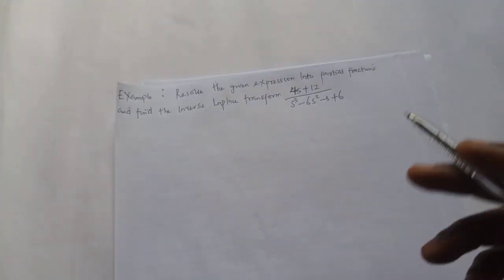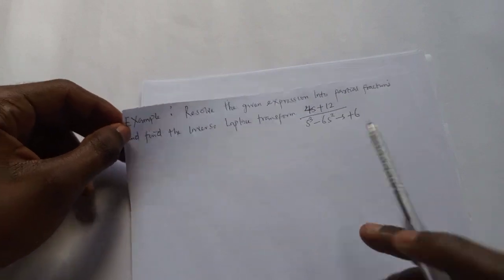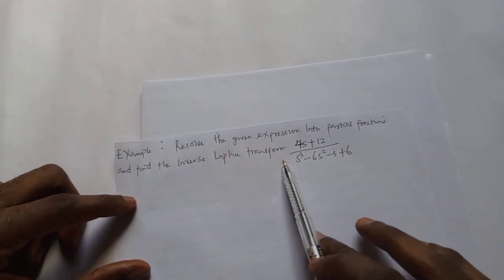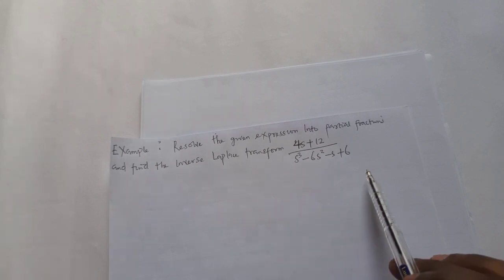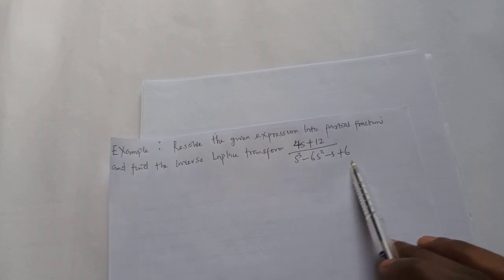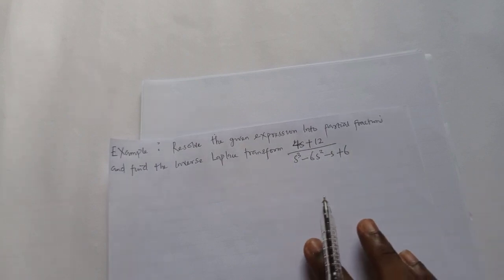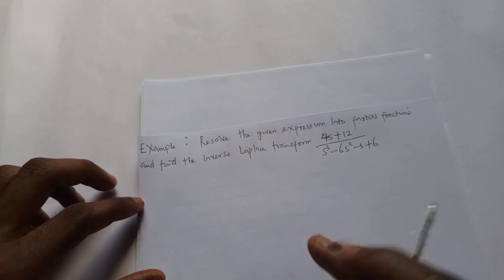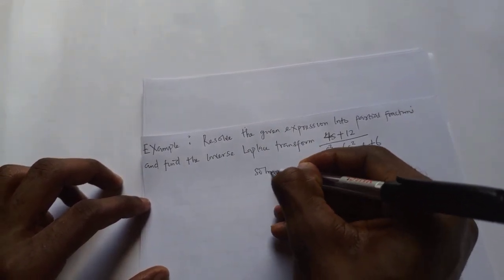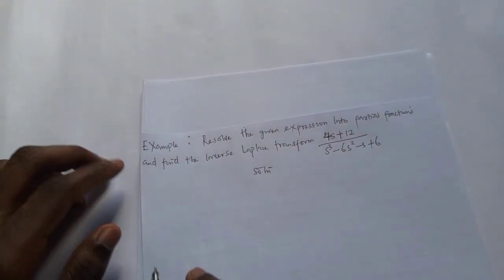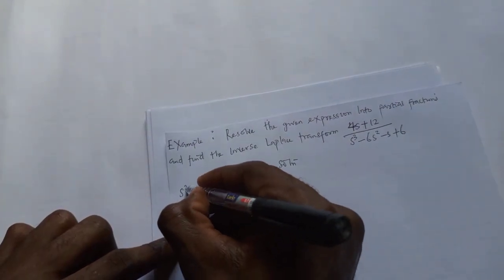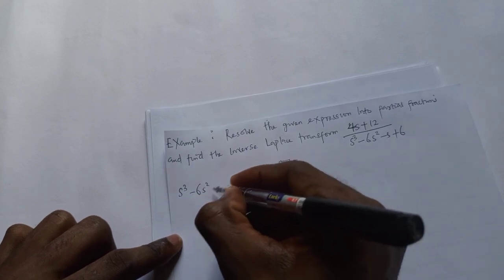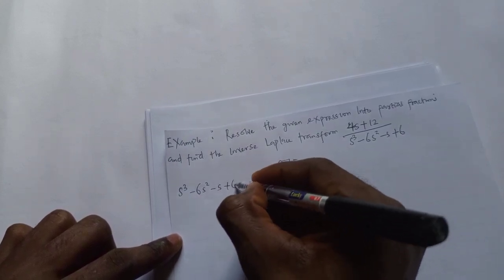Okay, so the first thing that you have to do in this kind of situation is to check the denominator if you can factor out the denominator. Okay, so if you factor out the denominator, you will have a solution. The denominator is s cubed minus 6s squared minus s plus 6.